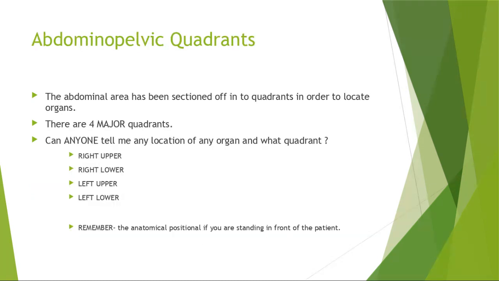So we're going to talk about the abdominal quadrants. We're going to break down the quadrants and talk about the different areas on the abdominal quadrants. There are 4 major quadrants: the right upper, the right lower, the left upper, and the left lower.